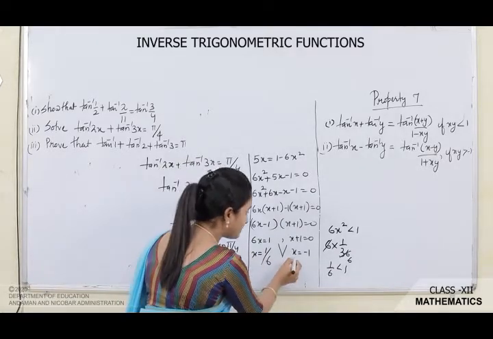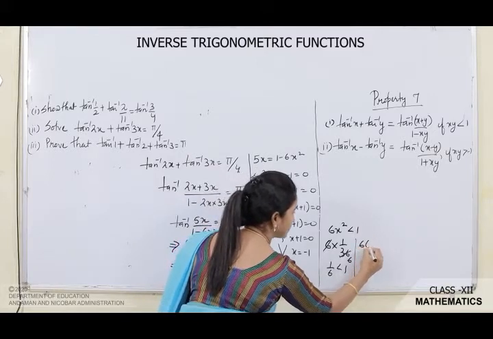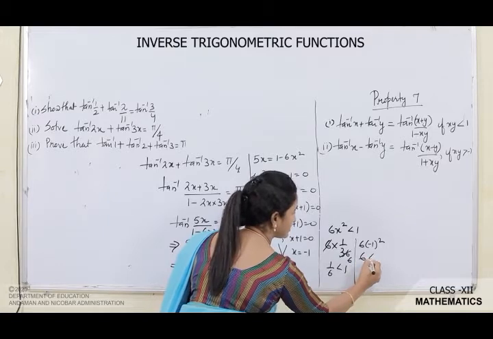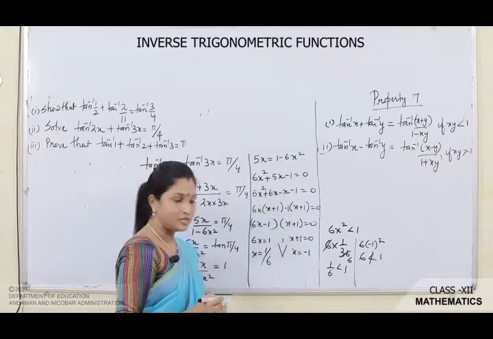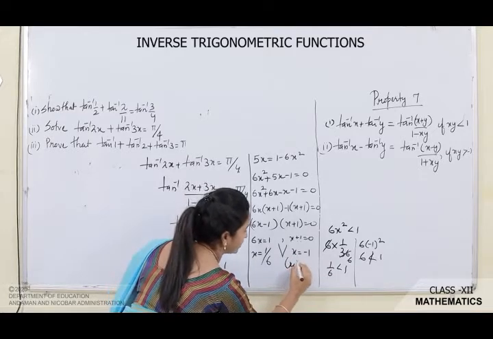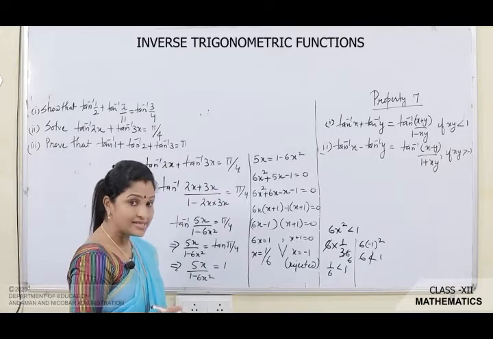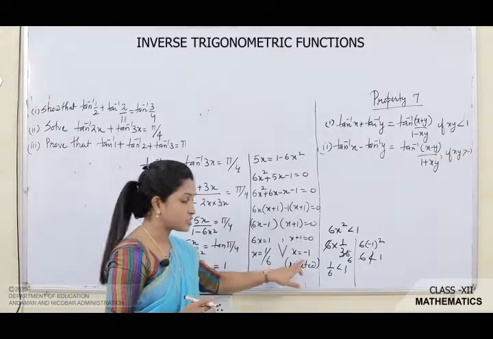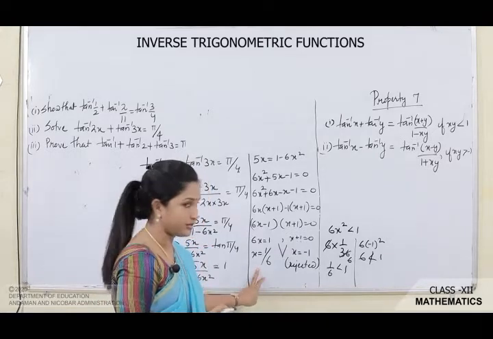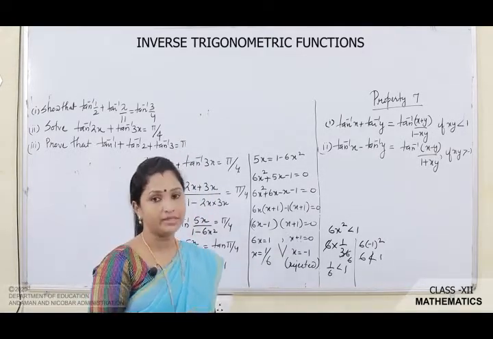But when you put x is equal to minus 1, you are going to get what? 6 into minus 1 the whole square, that is आपको 6 ही मिलेगा, and 6 is not less than 1. So this you have to reject, ये आपका rejected हो जाएगा, ठीक है. You are not going to take x is equal to minus 1 as this does not hold the condition xy less than 1, but this holds the condition. So the answer for this question is x is equal to 1 by 6.